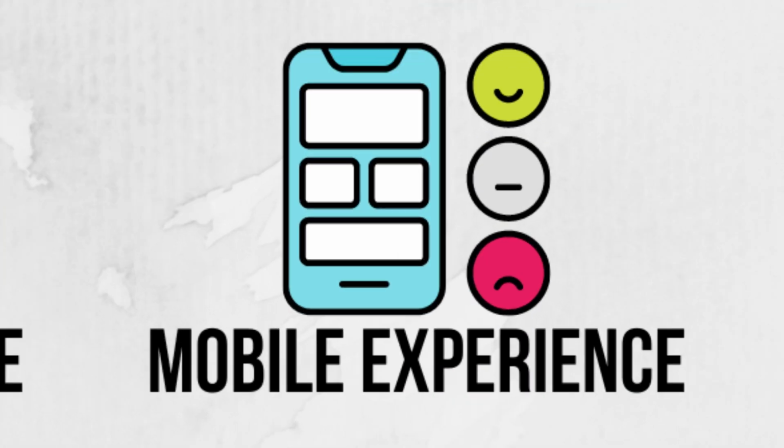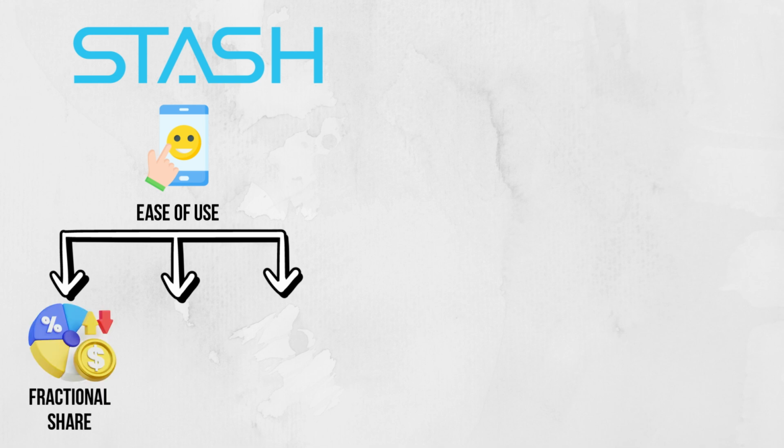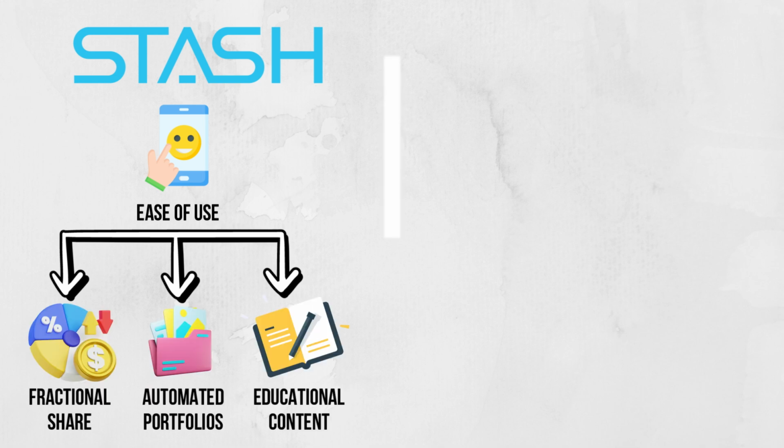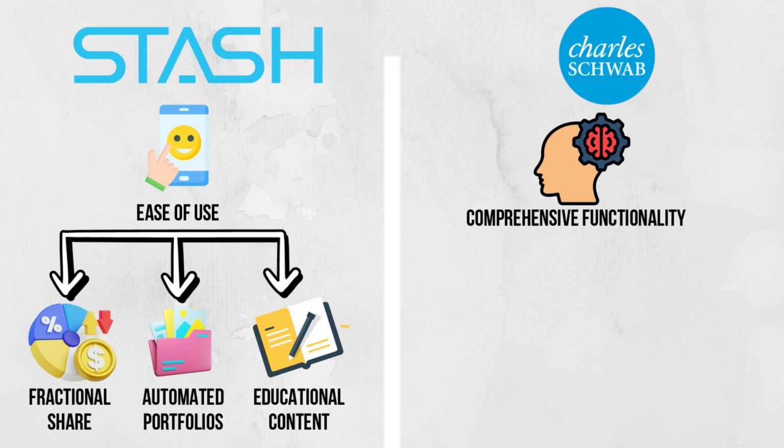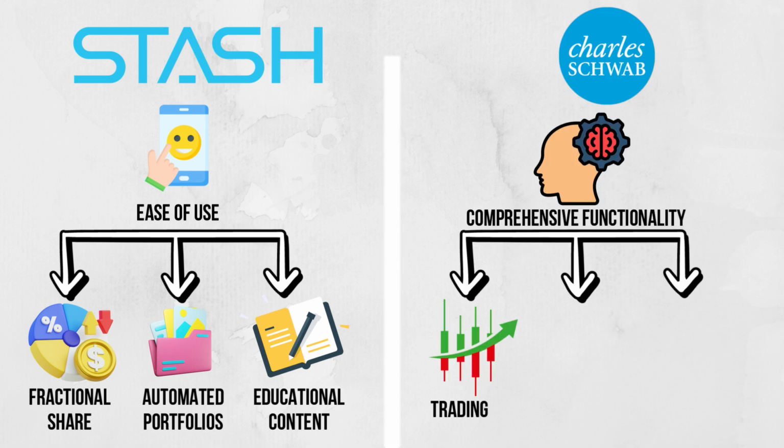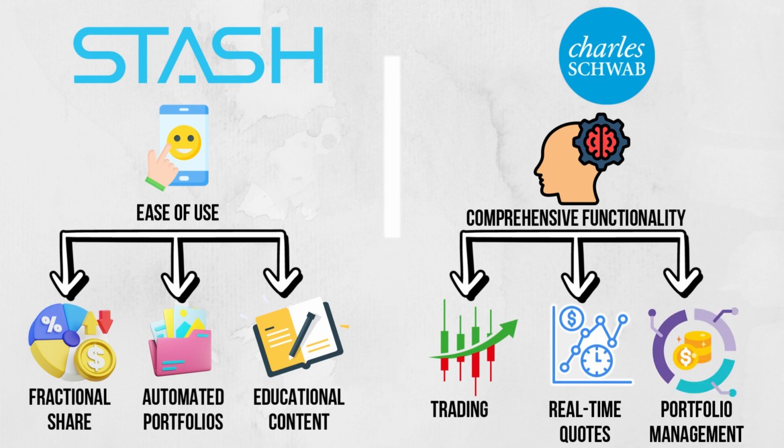Mobile experience. A robust mobile app is crucial for managing investments on the go. Stash, the mobile app, is highly rated for its simplicity and ease of use, offering features like fractional share investing, automated portfolios, and educational content. Charles Schwab. The Schwab mobile app provides comprehensive functionality, including trading, real-time quotes, research, and portfolio management.